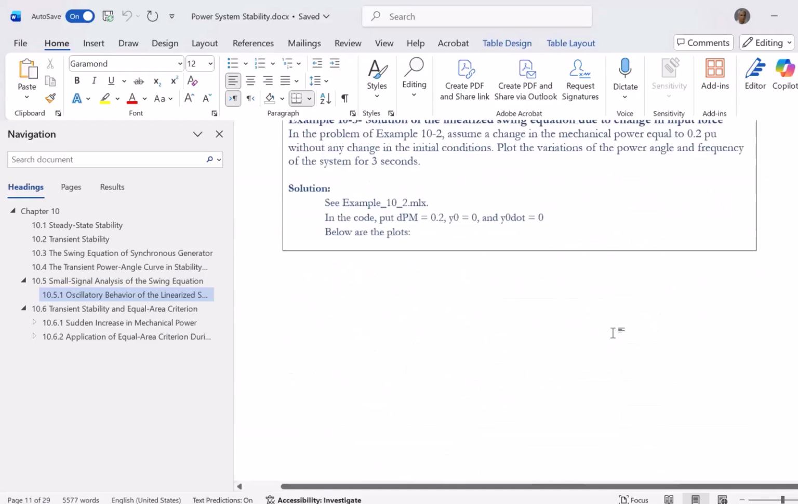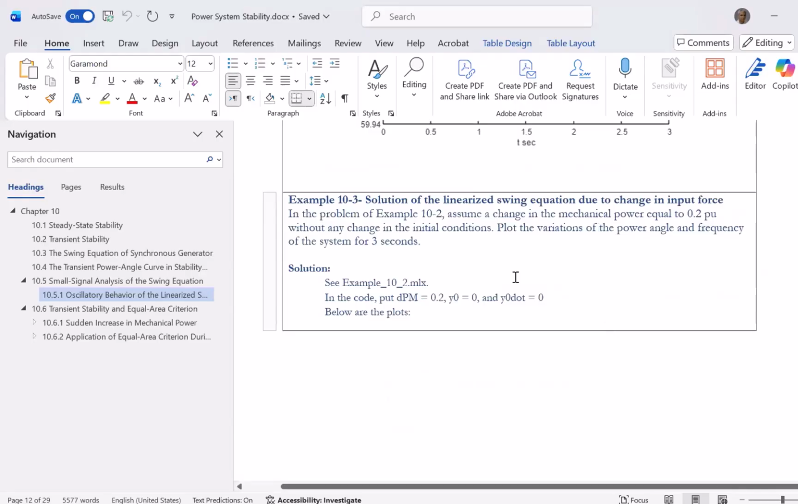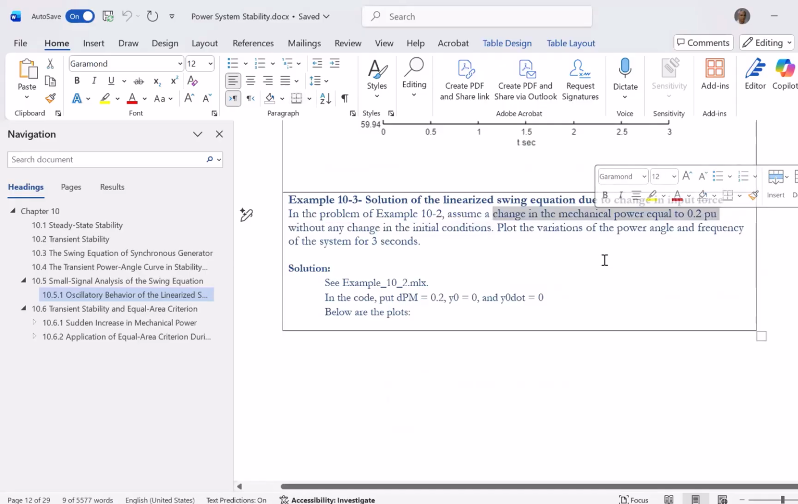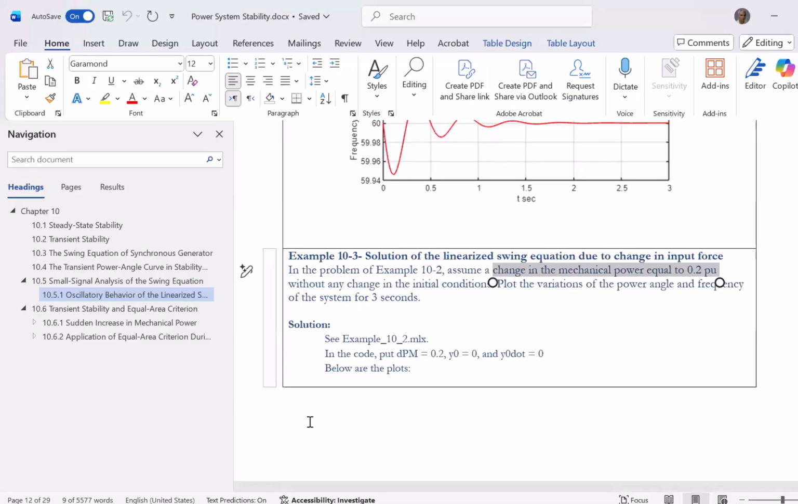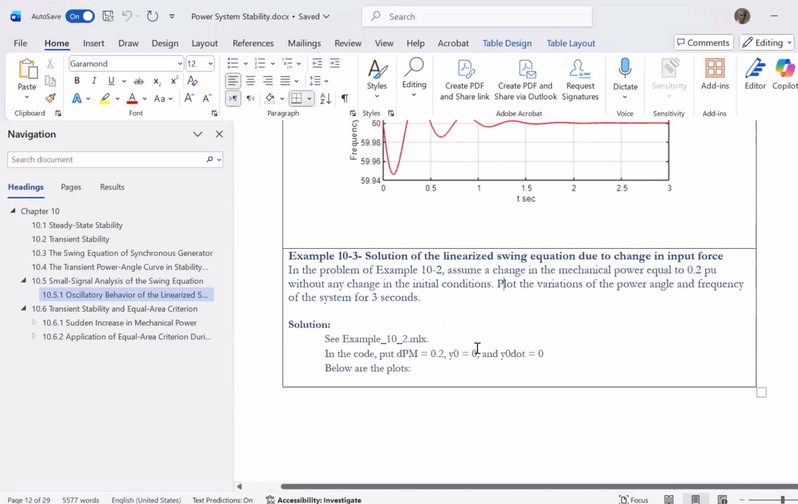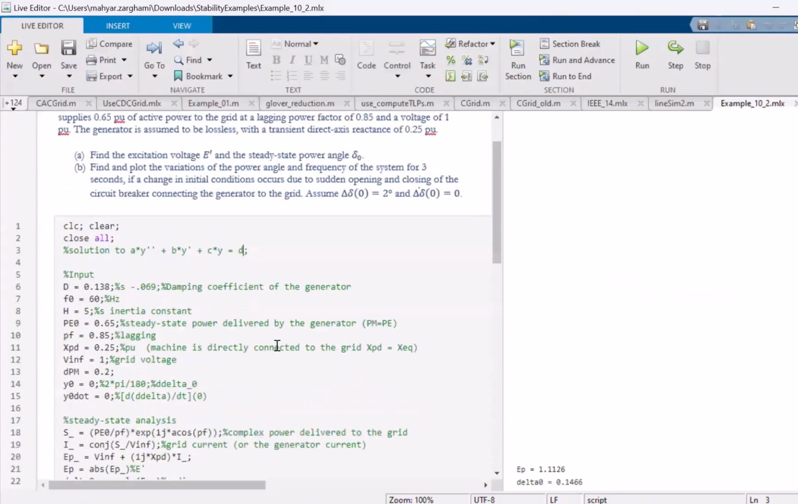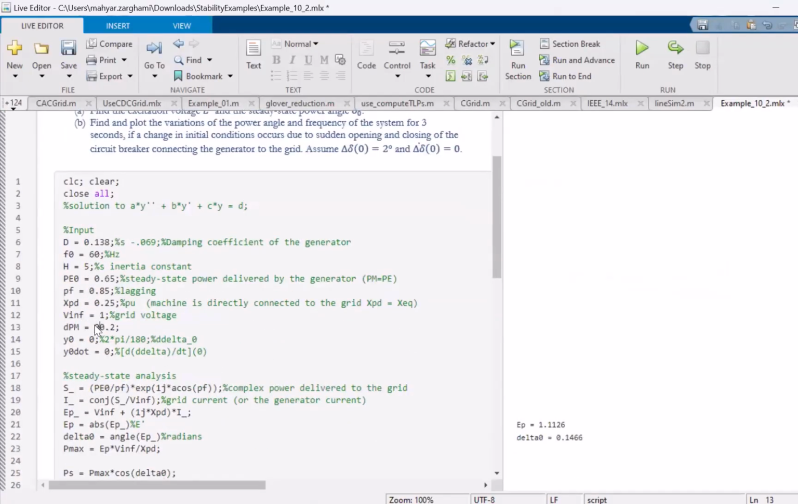But in the next problem, we have the same system, but we are changing the mechanical power by 0.2 per unit. So we're forcing some input. Remember, this equation has 4 terms, A, B, C, D. In the problem that we just solved, D was 0. So whatever change was in the system was because of the initial conditions. Now we're assuming a change in the mechanical power. So this is how we can simulate that. Using the previous example, if you do dPm equal to 0.2 and y0 and y0 dot equal to 0, you can get that. Instead of 0.2, we put dPm equal to 0.